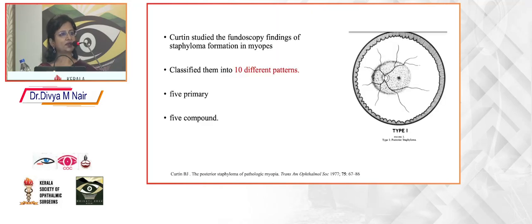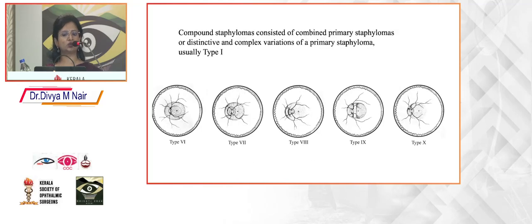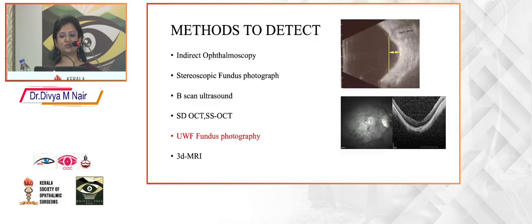So Curtin described the staphylomas in detail, and he classified them into 10 different patterns, 5 primary and 5 compound. The primary staphylomas have been divided into types 1 to 5. The first is posterior pole, the second is one involving only the macular area, the third is peripapillary area, the fourth is fundus nasal to the disc, and the fifth is area below the disc. Compound staphylomas are a mix of 2 types of primary staphylomas.